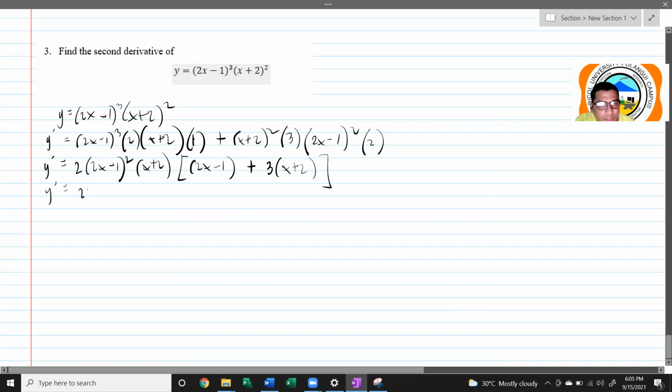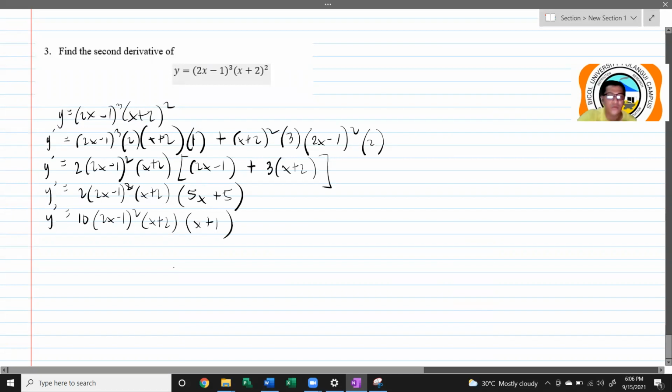Now, let's simplify. y prime equals 2 times (2x minus 1) squared times (x plus 2) times the bracket: 2x plus 3x is 5x, minus 1 plus 6, we have plus 5. So let's factor out the common factor 5. y prime is equal to, this becomes 10 times (2x minus 1) squared times (x plus 2) times (x plus 1). Now this is the first derivative.